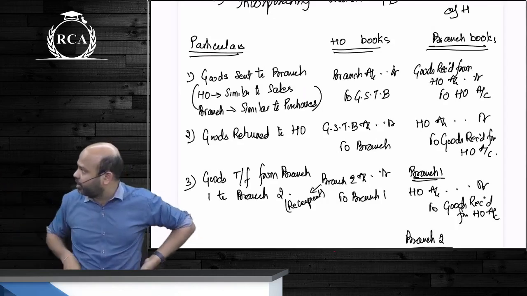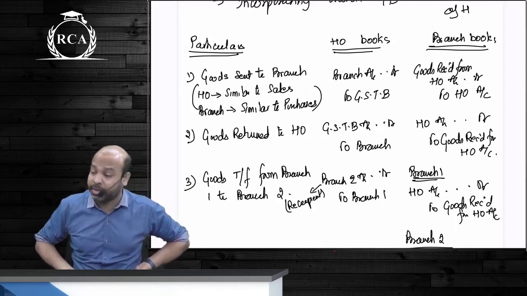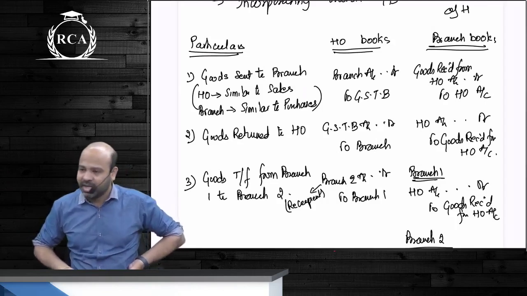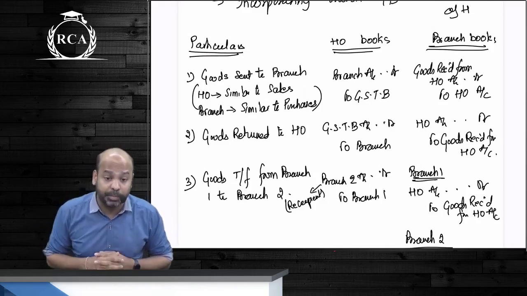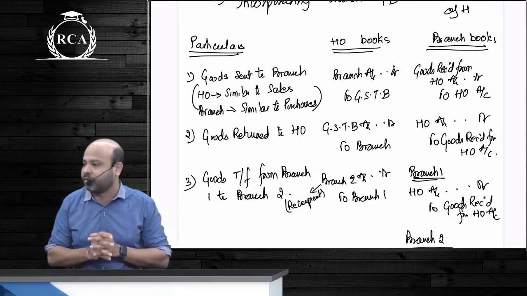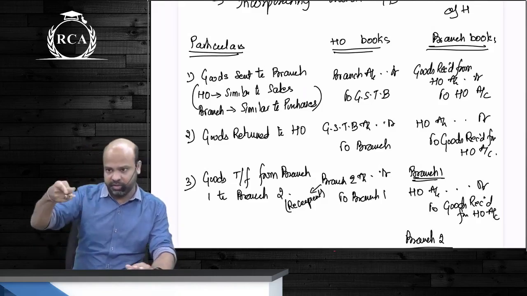So the first entry, beta, here was for goods sent to branch. For head office, it is similar to sales. For branch, it is similar to purchases. That is why head office, beta, will write branch account debit to goods sent to branch account. Branch, beta, will write goods received from head office account debit to head office account. If there are goods returned, reverse the above entry.